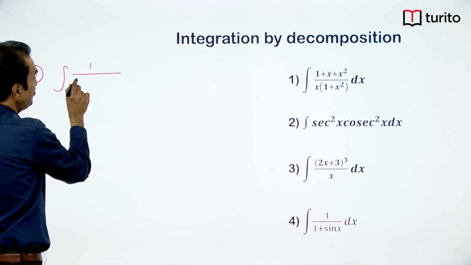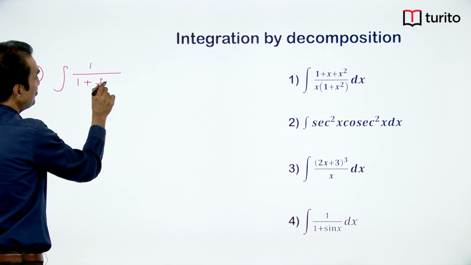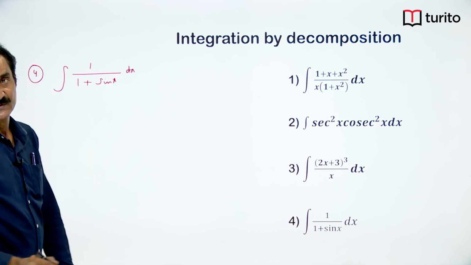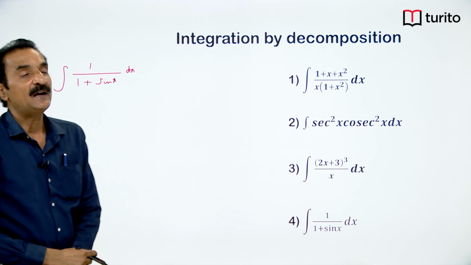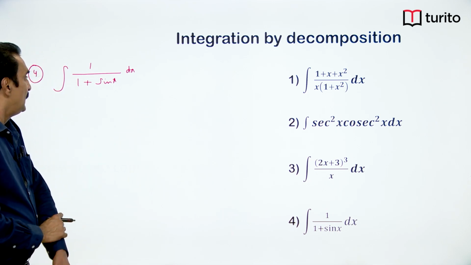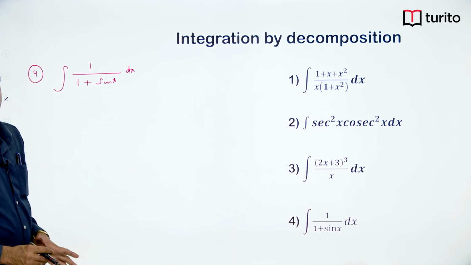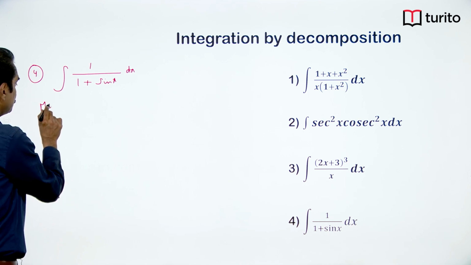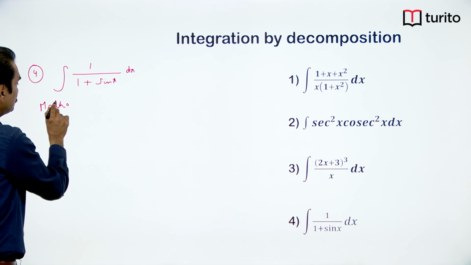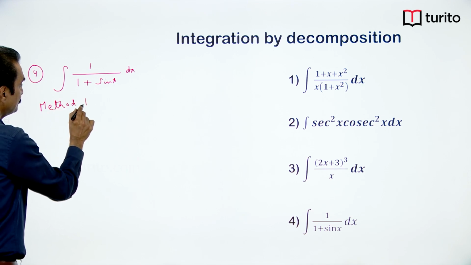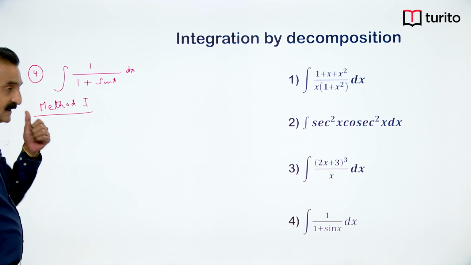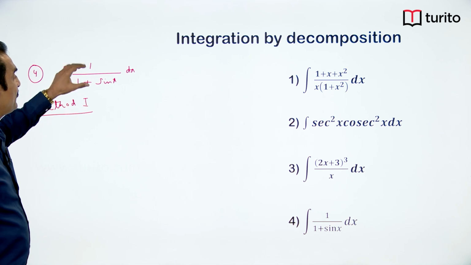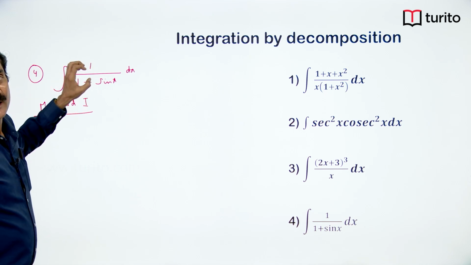Integral 1 by 1 plus sin x dx. Here we can solve it in two methods. Method 1. In this method, we multiply and divide by the conjugate of 1 plus sin x.